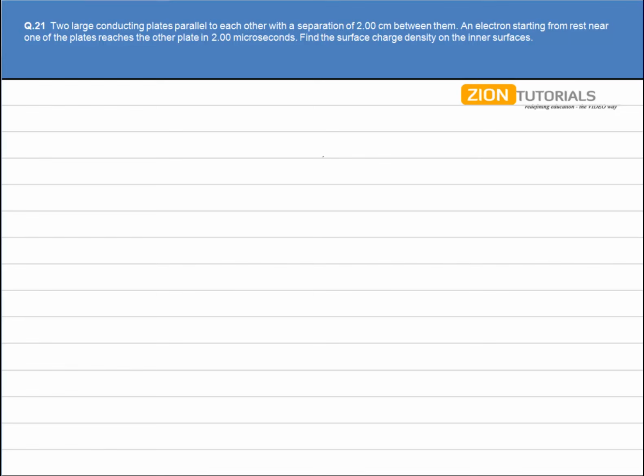Two large conducting plates are parallel to each other with a separation of 2 cm between them. An electron starts from rest near one of the plates and reaches the other plate in 2 microseconds. Find the surface charge density on the inner surface.